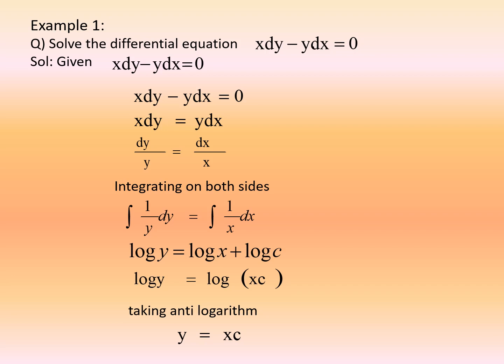Here we treat log c as some constant, and the above value looks like log a plus log b. We have a formula for log a plus log b, that is log of ab. So this can be written as log of x into c. Taking anti-logarithm on both the sides, we directly get y is equal to x into c.